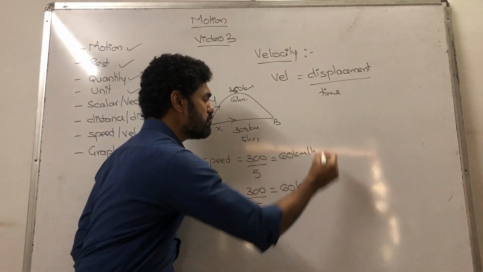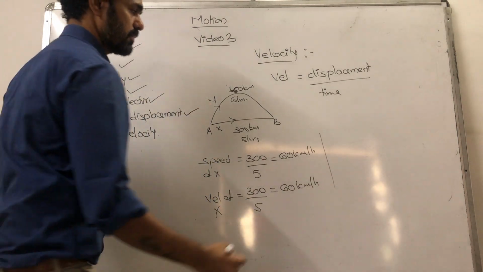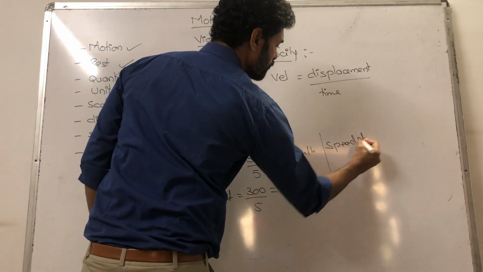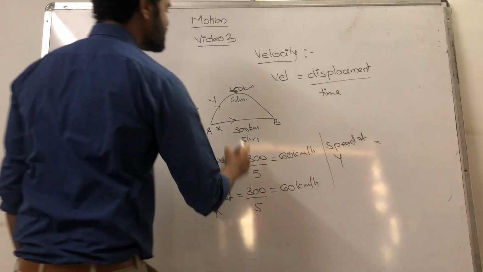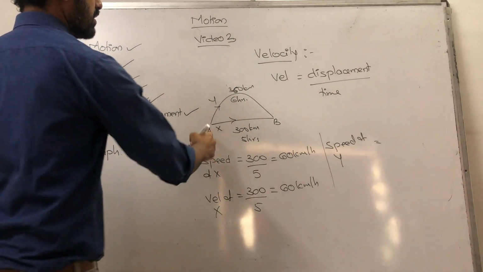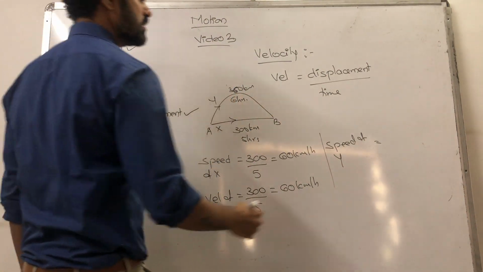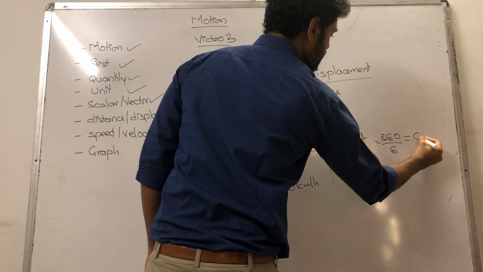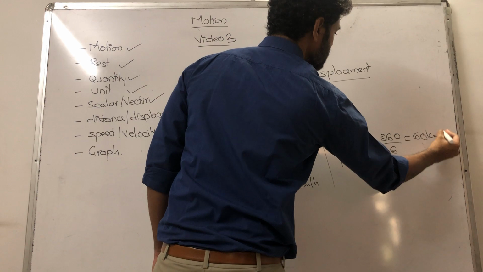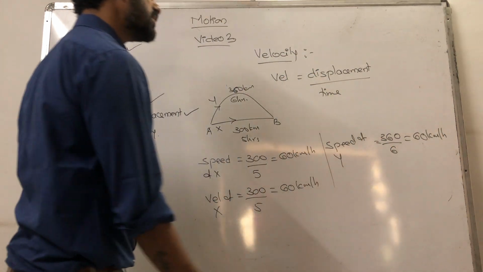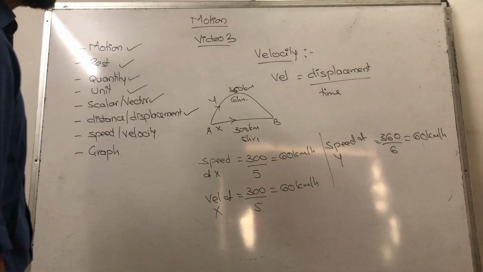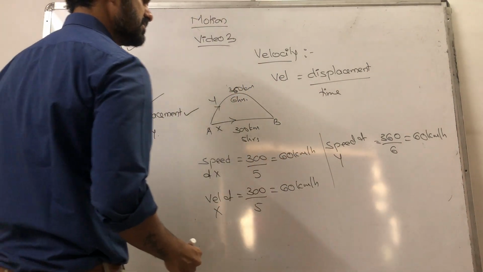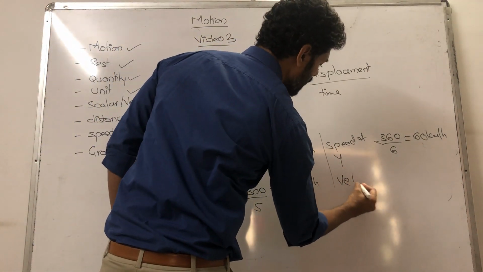Now let's look at the same for Y. For Y, the speed of Y would be, Y has travelled a total distance of 360 km in 6 hours. So the speed of Y is 60 km per hour. So Y has the same speed as X. What is the velocity of Y?